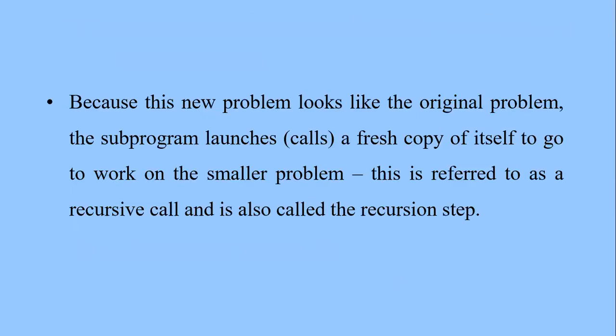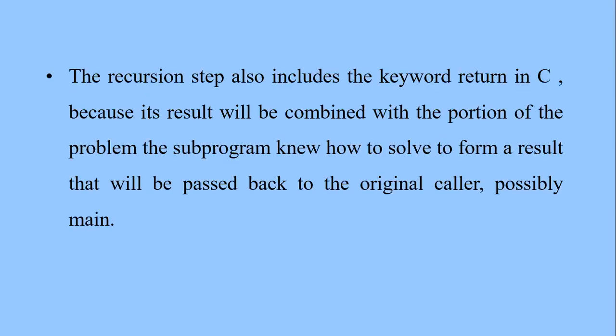Because this new problem looks like the original problem, the subprogram launches or calls a fresh copy of itself to go to work on the smaller problems. This is referred to as a recursive call and is also called the recursion step. The recursion step also includes the keyword return in C because its results will be combined with a portion of the problem the subprogram knew how to solve to form a result that will be passed back to the original caller, possibly the main.